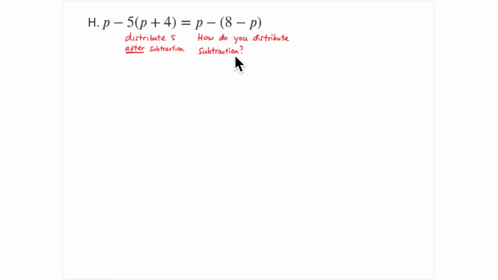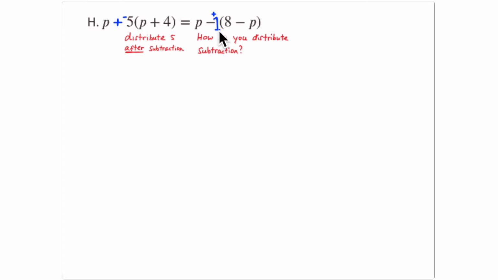What do you do? A way to keep that straight is to remember that subtracting a positive 5 is the same as adding a negative 5. So you can use the inverse operation and the additive inverse. You can change this to adding a negative 5. So now you're clearly distributing this negative 5 times the p, and this negative 5 times that 4 right there. And it's the same thing here. Well, what goes here? Well, that is a positive 1.